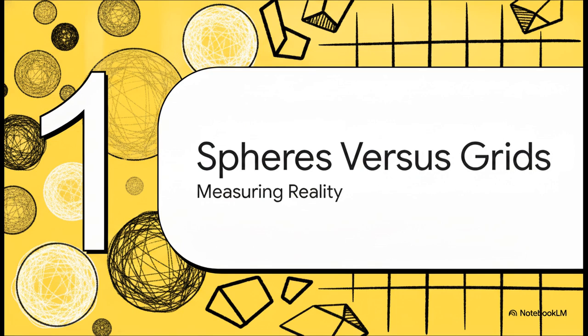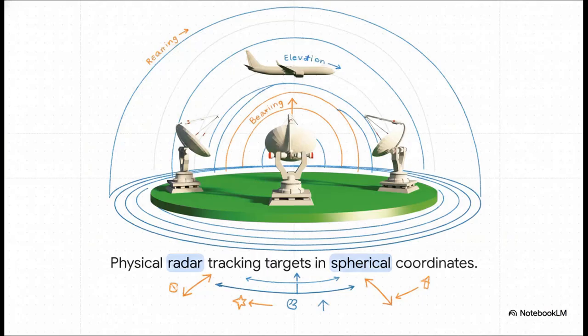Kicking things off with Section 1, spheres versus grids. To really understand this, we have to start by establishing how we actually measure reality. Picture a physical radar system scanning the sky. When it's observing a target like an airplane, the radar naturally uses spherical coordinates. It's measuring range, bearing, and elevation, operating entirely in angles and radii. It completely ignores that flat, two-dimensional X and Y grid we all had to learn in high school geometry. The physical world is essentially spherical, and the radar captures reality exactly as it happens in that natural space.